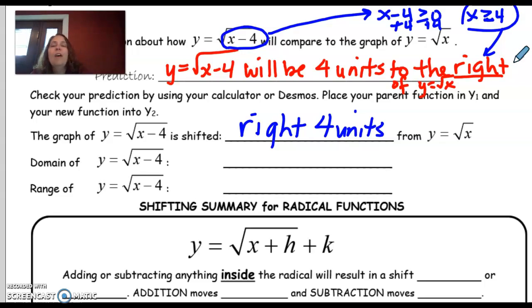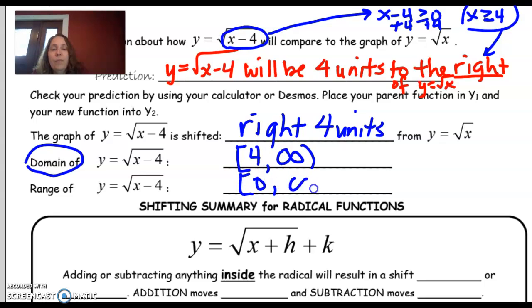So if the graph of y equals the square root of x minus 4 shifted right 4 units, that is only a change in the x direction. That means it impacts the domain but not the range. So our domain will go from 4 to positive infinity. Our range will not change at all because we didn't move anything up or down.